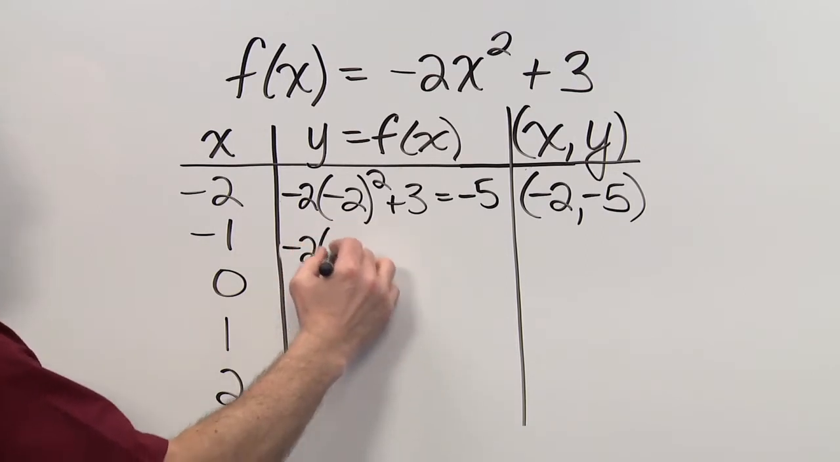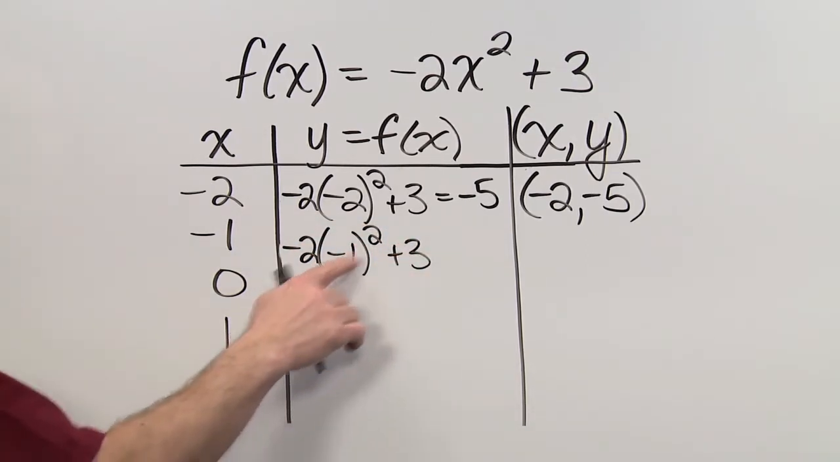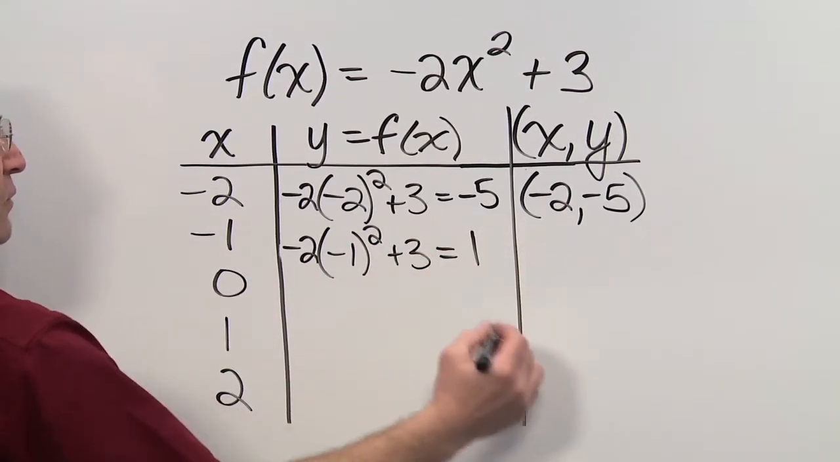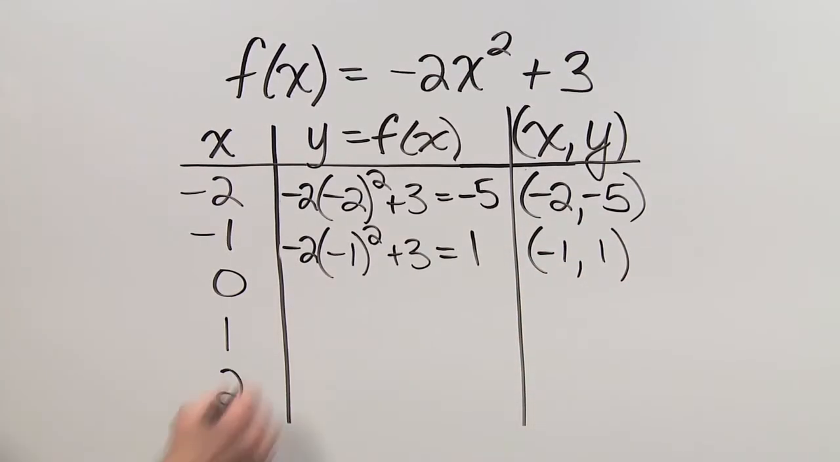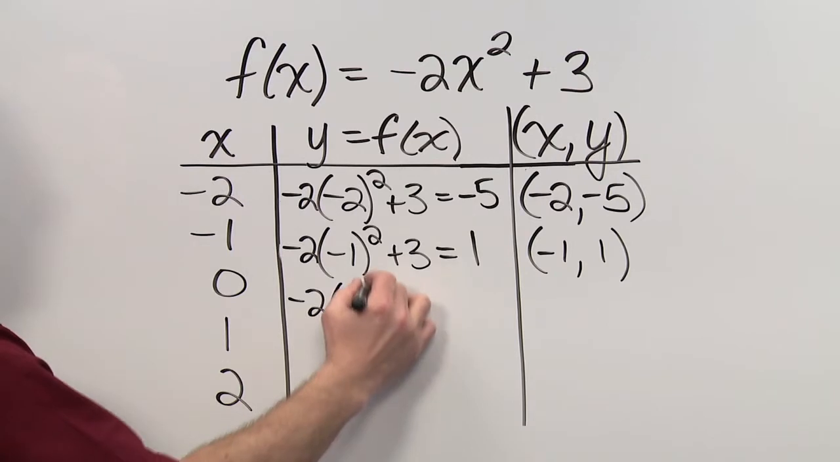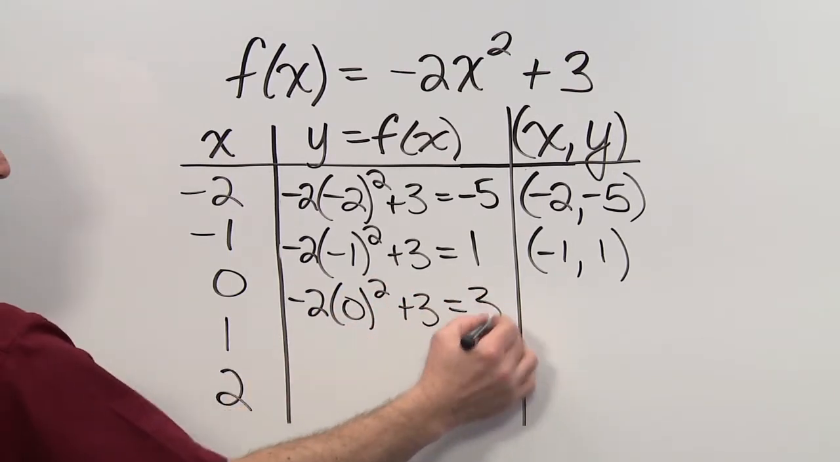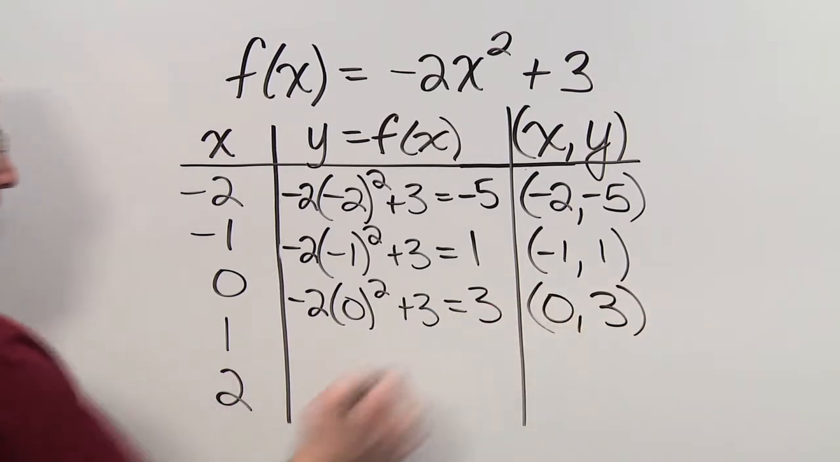So we'd have -2 times -1 squared plus 3. -1 squared is 1, times -2 is -2, plus 3 is equal to 1. So we have a point -1 comma 1. When we substitute in 0 and evaluate it, you'll see we have that it's equal to 3. So we have the point 0 comma 3.